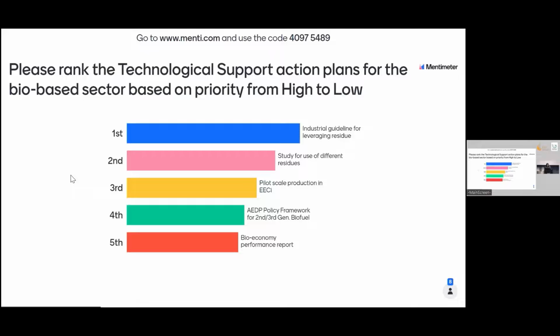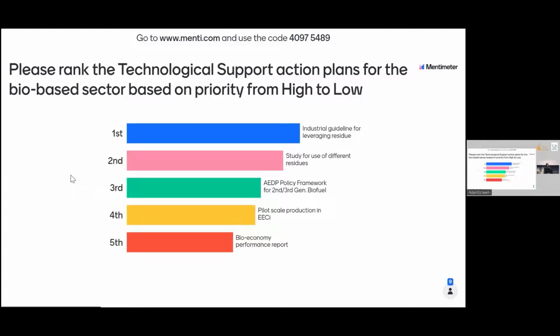Okay, so as you would see here in terms of the ranking, we're still getting some votes in. We'll encourage all our audience to give us their opinion about which action plans are high in their mind. Give us a ranking. You can actually give a ranking for all the 5 options. The one that is leading here is definitely the industrial guideline, and our study and our analysis is completely aligned to it.